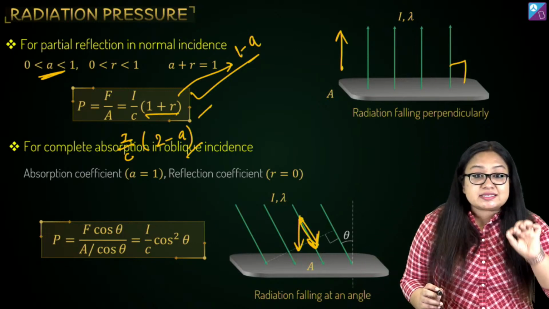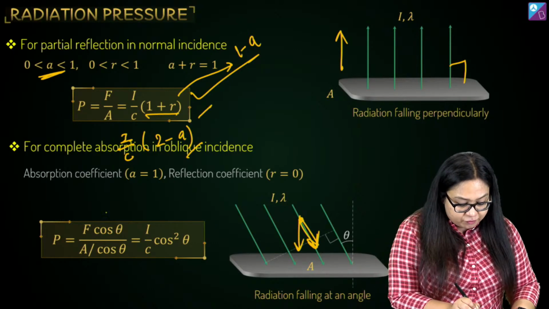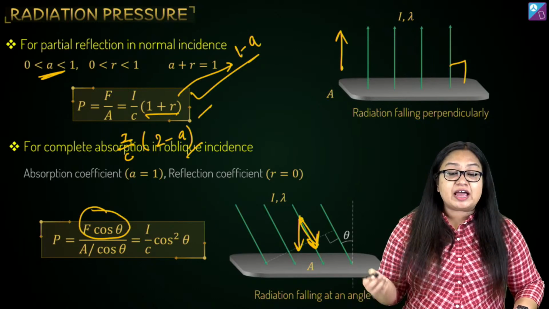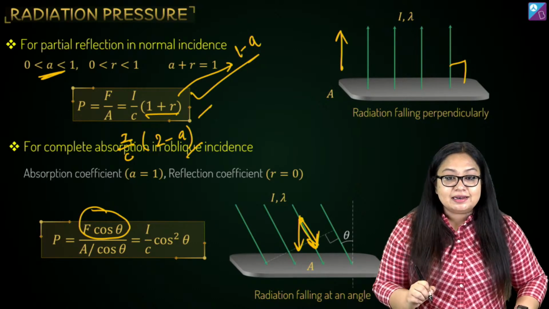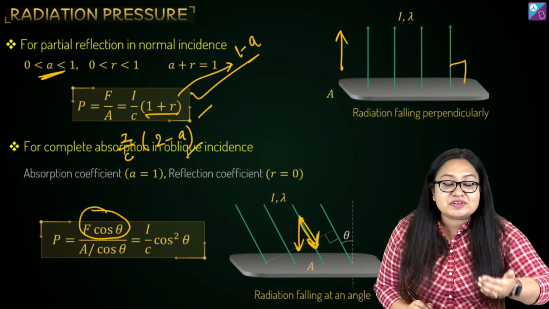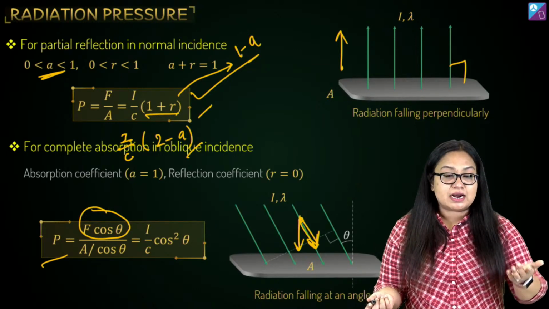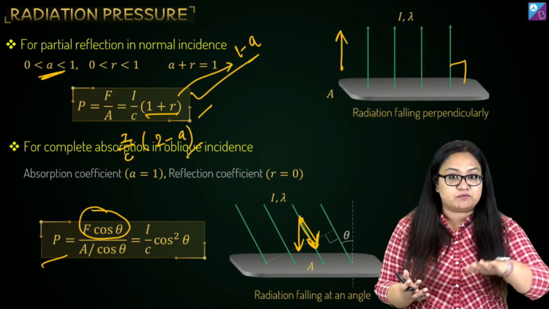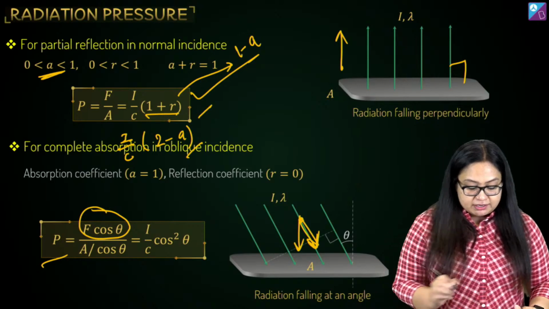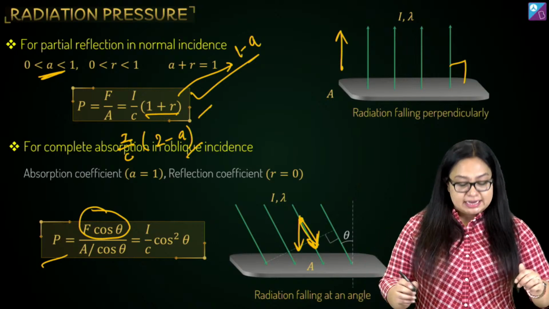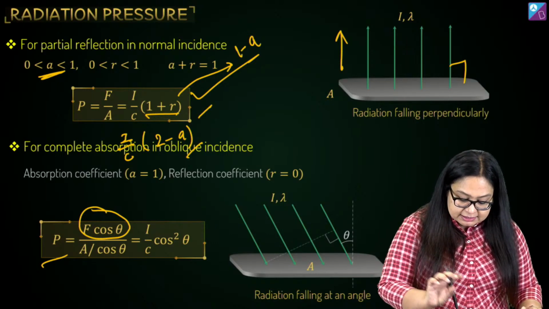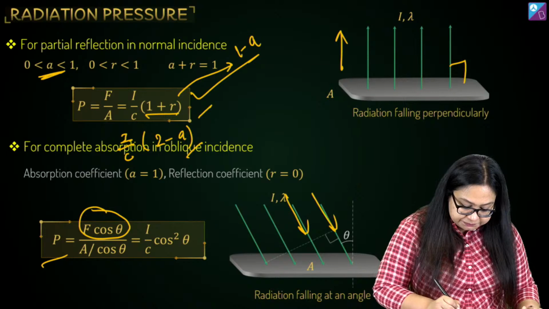So cos theta component, which is what? F cos theta. So instead of F, I have F cos theta. And then what is the area on which this force is being applied? Because pressure is force that is being applied divided by area on which that force is acting. So here, to calculate radiation pressure, I can say that this radiation is coming at an angle.